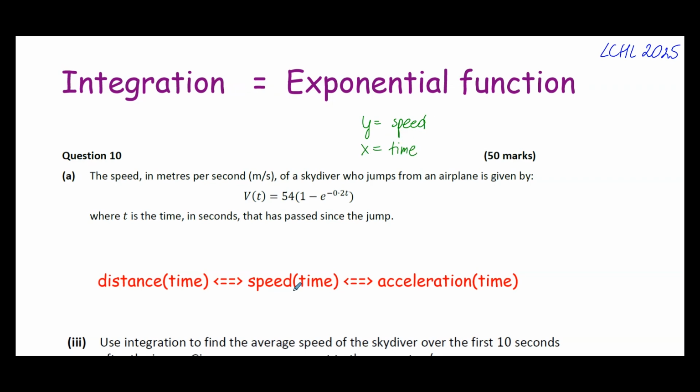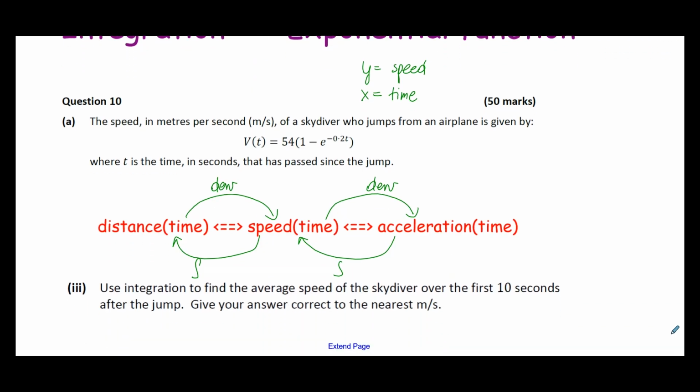Now, when it comes to the function of speed and time, we always have to have in the back of our mind that it's connected to the distance and time function and the acceleration and time function. From distance and time, if I differentiate, we get speed and time. And from speed and time, if we differentiate, we get acceleration and time. And the other way around, from acceleration and time, if I want speed and time, I integrate. And again, from speed and time to get distance and time, we integrate. Okay, so let's see what we need to do.